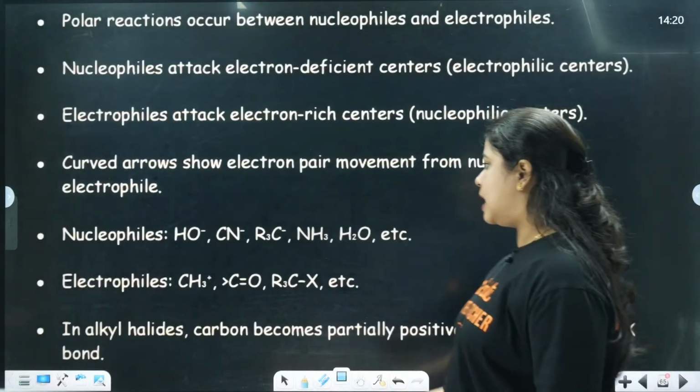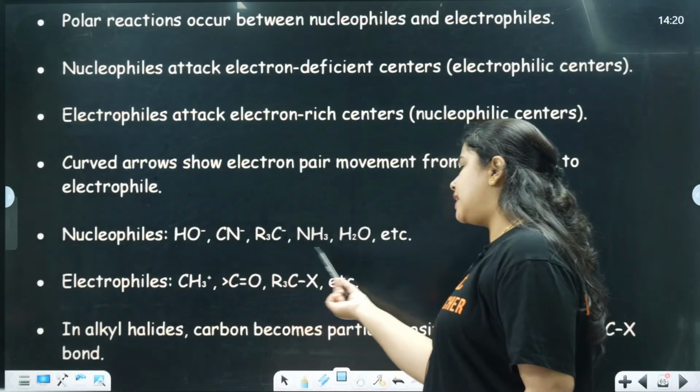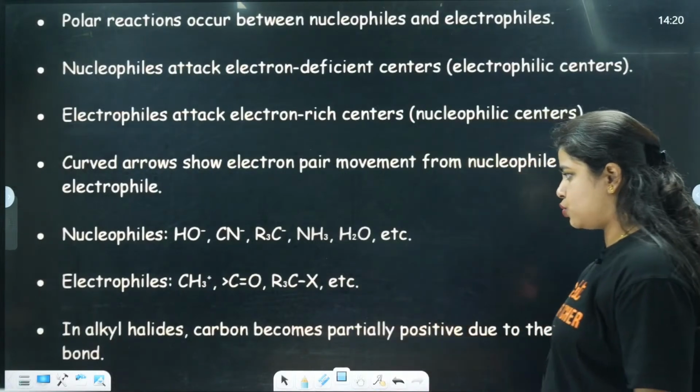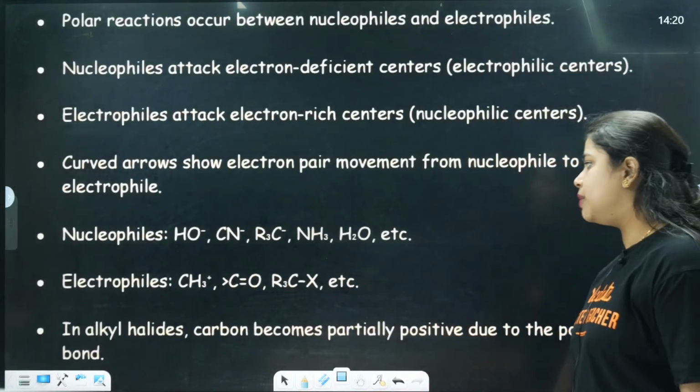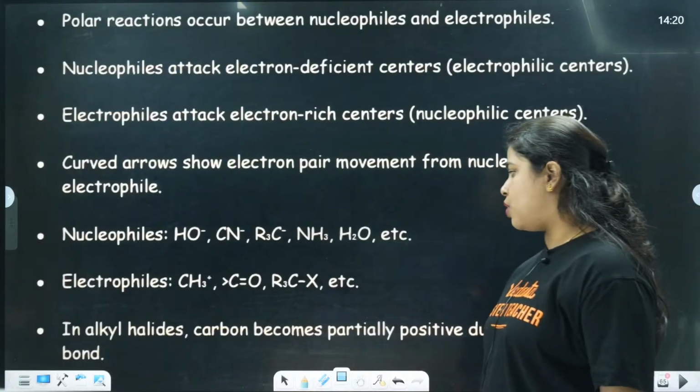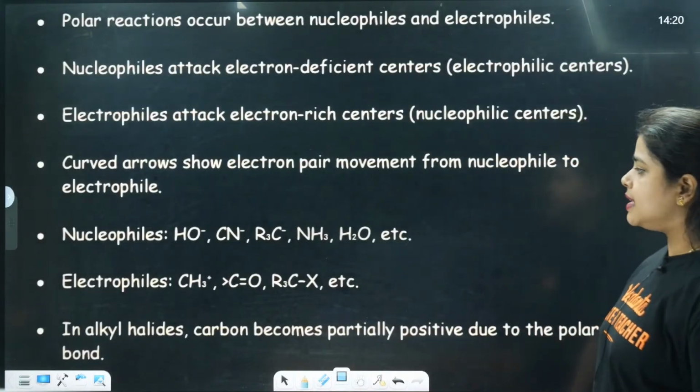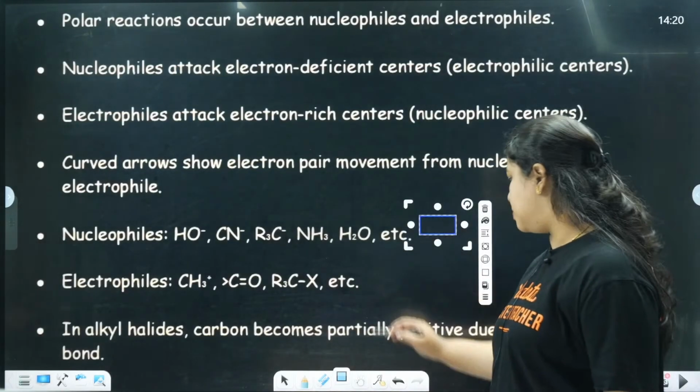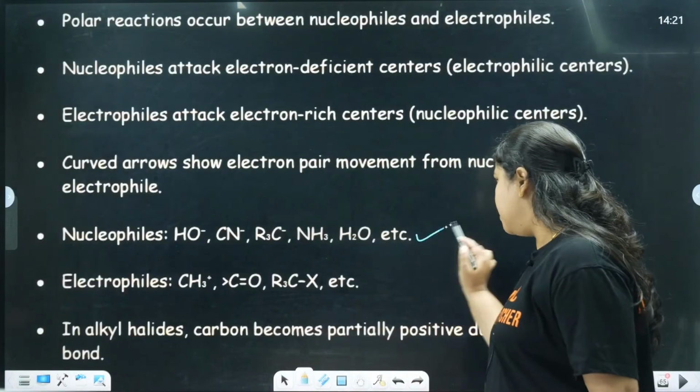The nucleophiles are going to be, for example, HO, CN, R3, CNH3, CH2 and so on. Electrophiles are going to be CH3, C=O (double bond O), R3, CX, etc. These are all the electrophiles. This also you people can remember.